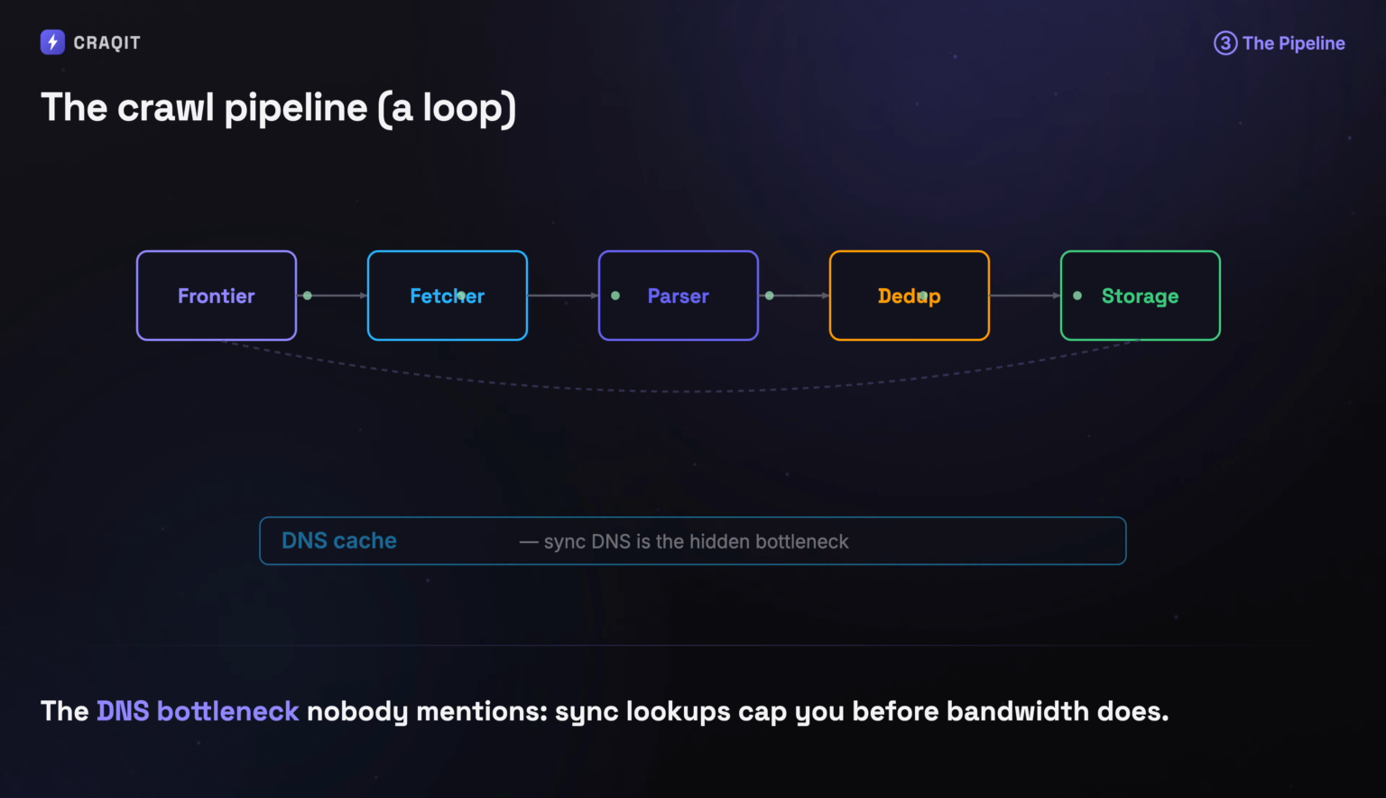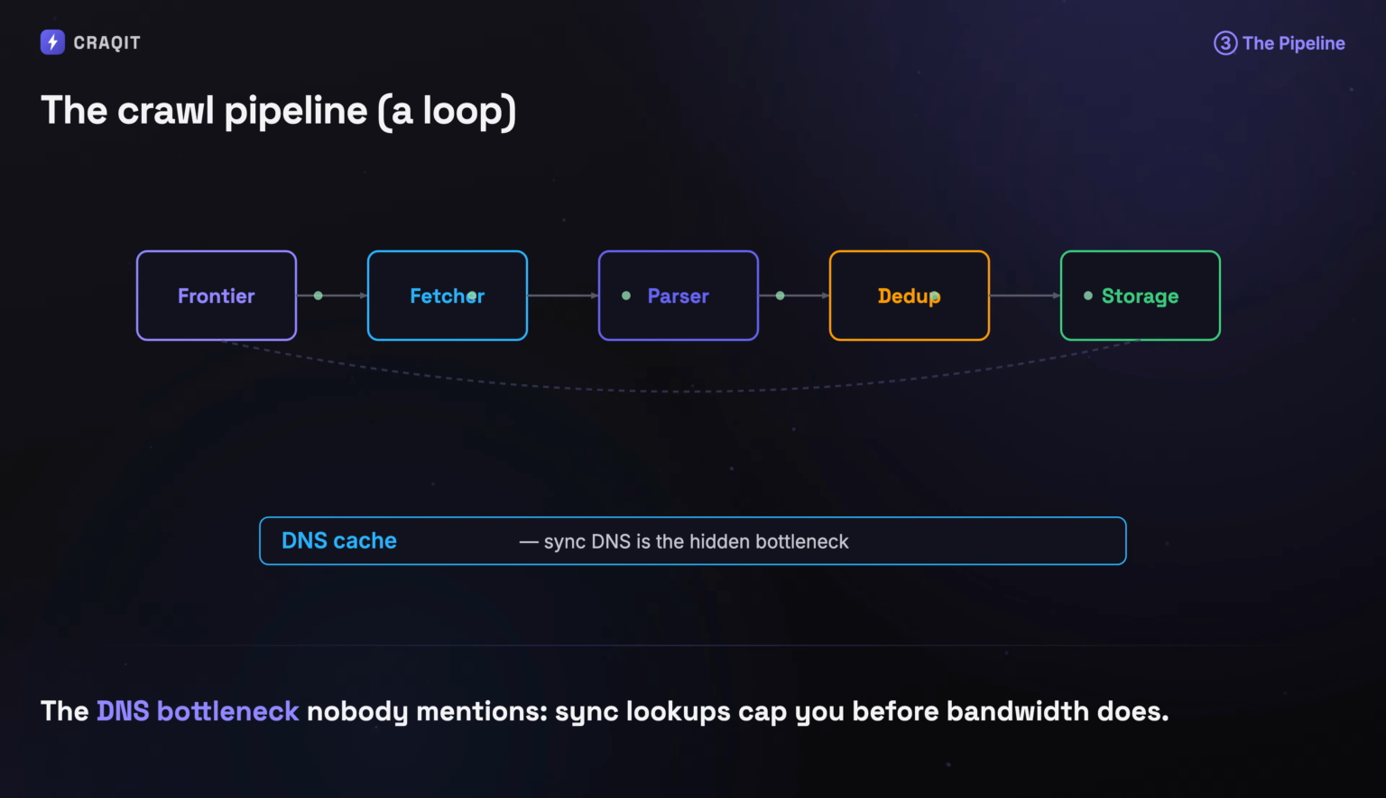First, the DNS bottleneck almost nobody mentions. Every single fetch needs a domain to IP lookup, and DNS can take tens to hundreds of milliseconds. At 1,000 pages a second, synchronous DNS resolution becomes your bottleneck before bandwidth ever does. So you need a DNS cache and asynchronous resolution.